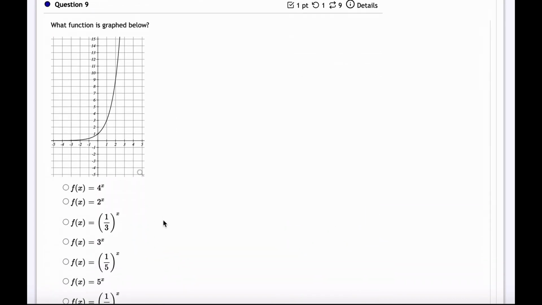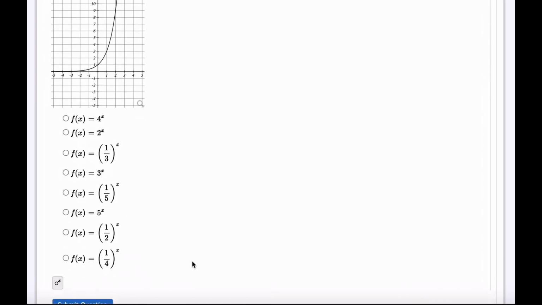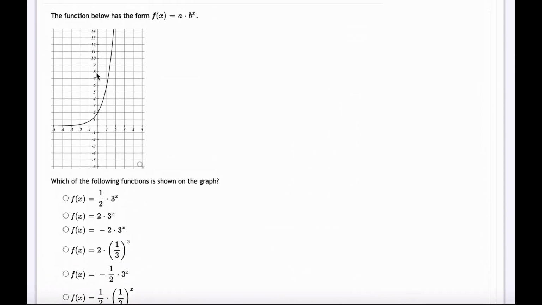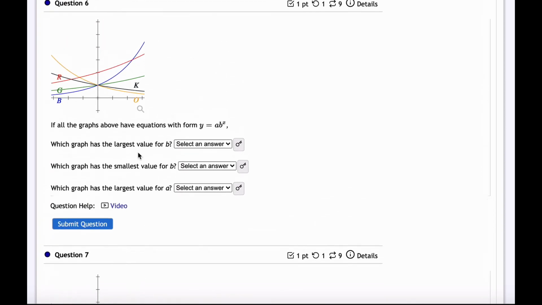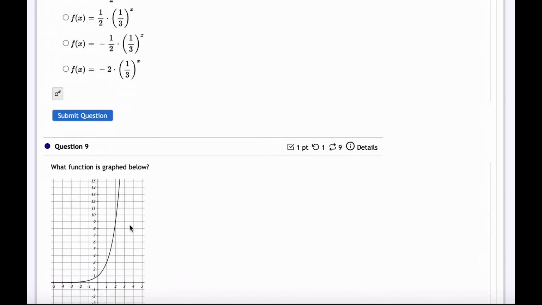Question 9 is more of the same. Look at the graph, figure out a and b, because once you have those, you have the equation of the exponential function, and you can find it in this list. And then question 10, the extra credit one, you could do this if you want. I just thought this one was a little bit harder. It's kind of like a cross between 6 and 7, where they give you all these different graphs in different colors, and 8 and 9, where they ask you for the equation of the different graphs.